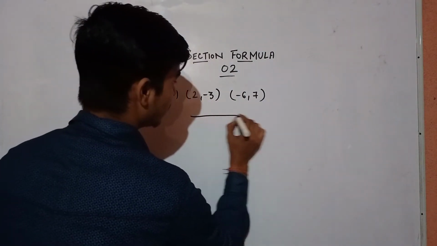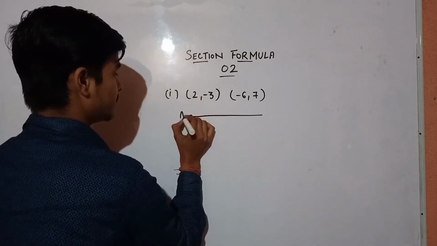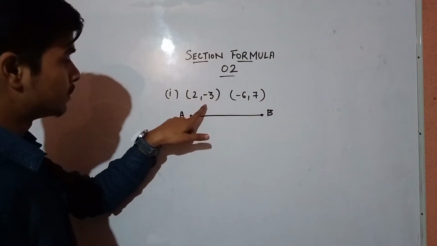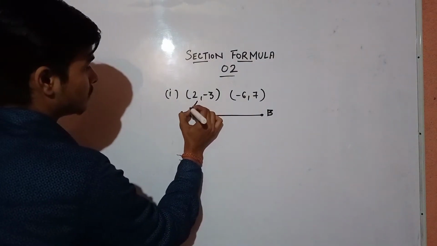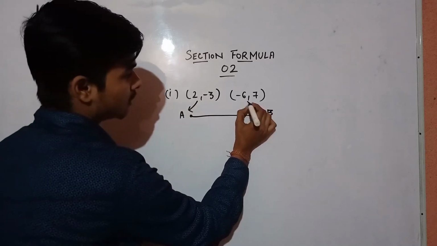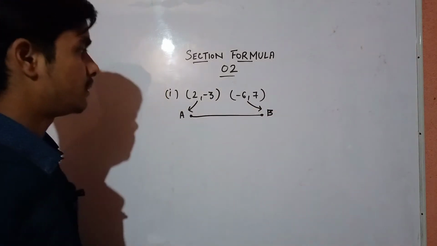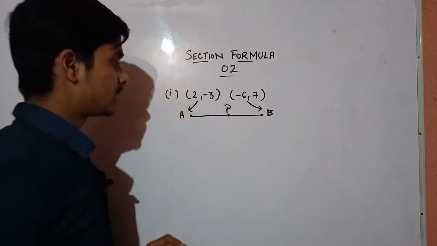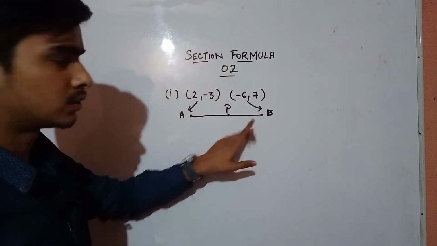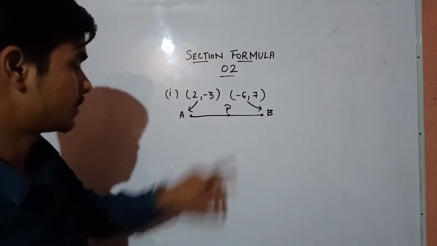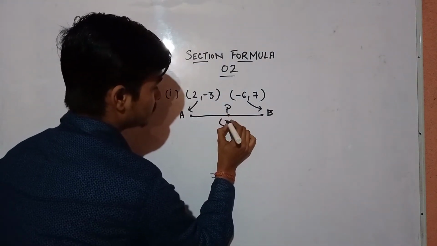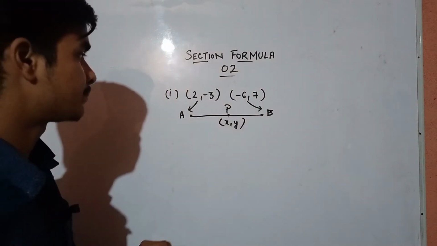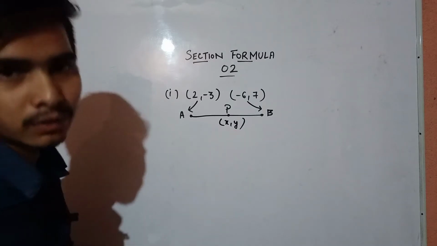Suppose we have a line segment A, and let me call the other end B, and this is the coordinate of point A and this coordinate belongs to point B. Then we need to find the coordinate of the midpoint of this line. Let me call that midpoint P, and let me assume that the coordinate of this point is x and y. Now we need to find only these x and y.